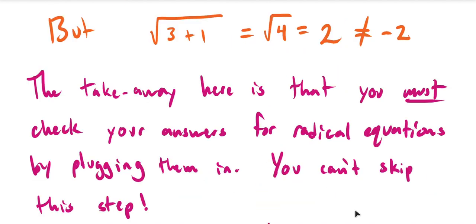The takeaway here is that when you solve radical equations, and I would do it for all of them, just as good practice, but this is really going to apply for radical equations with even indexes. You have to plug in your answer. You can't just solve it and hope that your answers will be correct. This is not a skippable step.